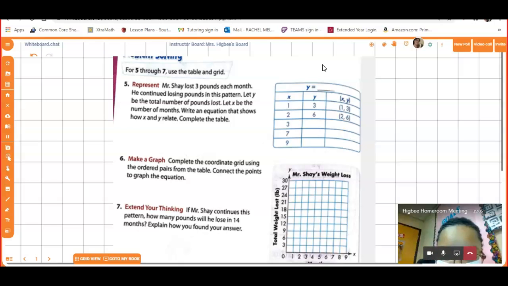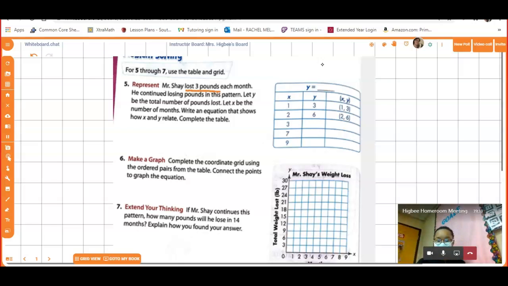Represent. Mr. Shea lost 3 pounds each month. He continued losing pounds in this pattern. Let Y be the total number of pounds lost. Let X be the number of months. Write an equation that shows how Y and X relate. Complete the table.